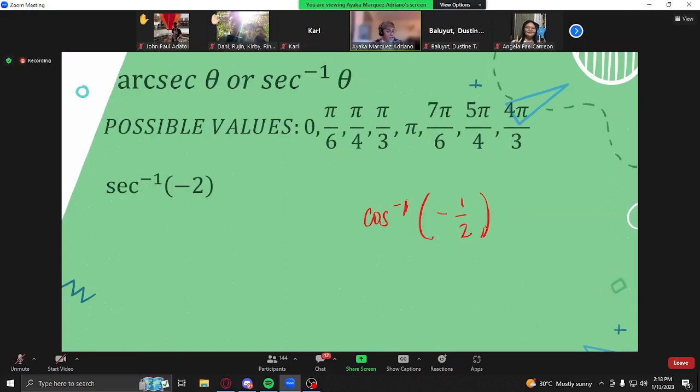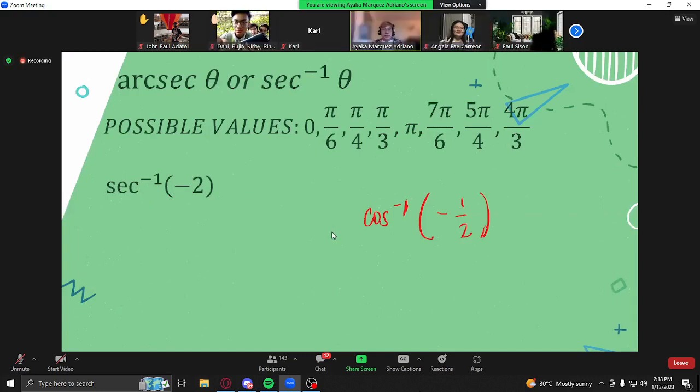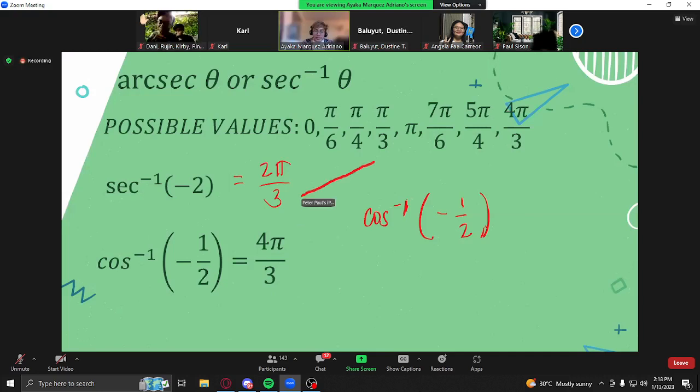Sino ba dyan? Danny, Rinan? 2 pi over 3 po, sir. 2 pi over 3. Tingnan nga natin. Hindi siya, di ba? Bakit kaya? Kasi kung 2 pi over 3 yung binibigay ng calculator mo, hindi natin siya pwedeng tanggapin as the correct answer. Why? Kasi wala siya sa possible values.